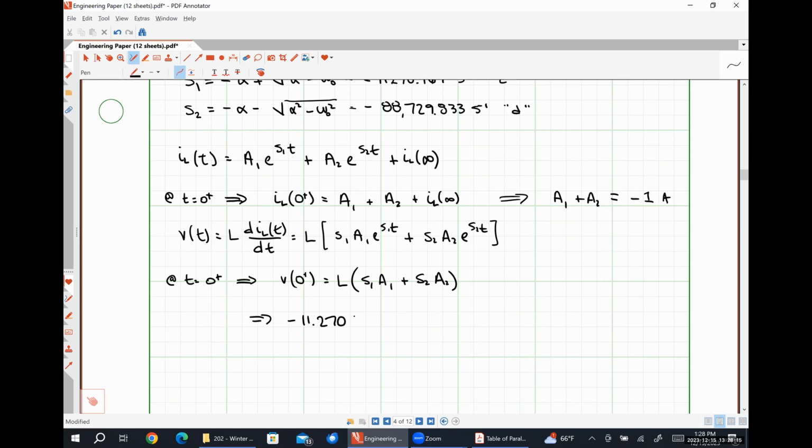11,270 and some change. A1 times S2, so that's 1 times 10 to the minus 3 times what I have stored in my calculator as D, minus 88.7298, so let's call that 730. A2 is equal to 0 volts. So I have one equation here, the second equation here, and now I should be able to solve for the coefficients A1 and A2, right?